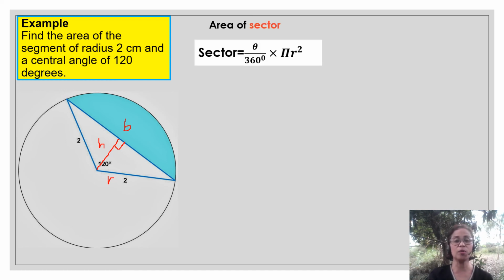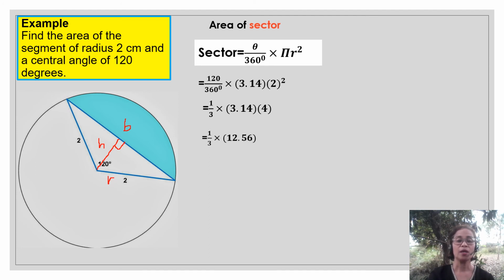Given this formula, we are going to substitute. So we have 120 over 360 times 3.14 times 2 squared. In lowest terms, it is 1/3 times 3.14 times 4. Then the area of the whole circle is 12.56, but we are going to get only 1/3 of that, and that is 4.14 square centimeters.